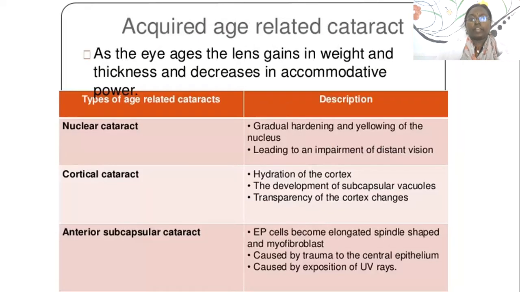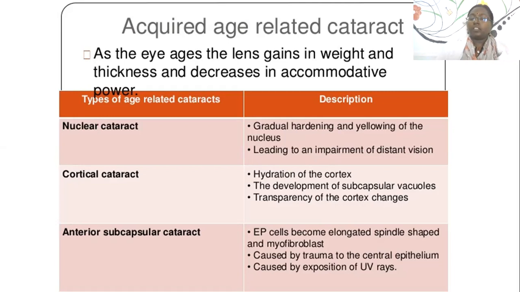Acquired age-related cataract. As the eye ages, the lens gains in weight and thickness, and there is a decrease in accommodative power. Nuclear cataract, there's hardening and yellowing of the nucleus. So this leads to impairment of distant vision.